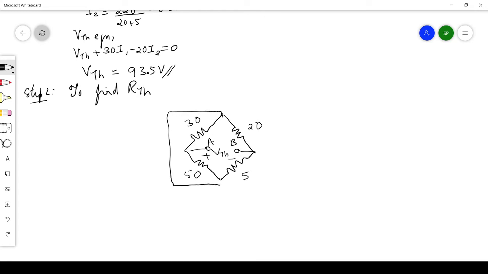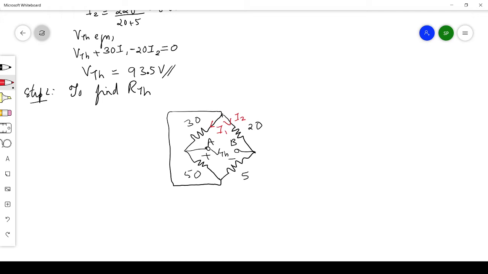When you are removing the voltage source, we have to replace it with a short circuit. Now we can just mark this I1, here it is I2. Okay, now this is A and B. Now just observe this network.